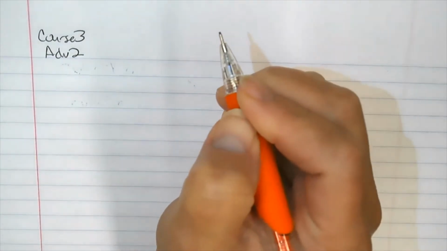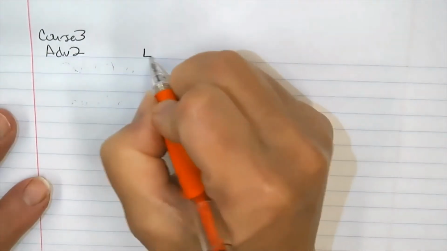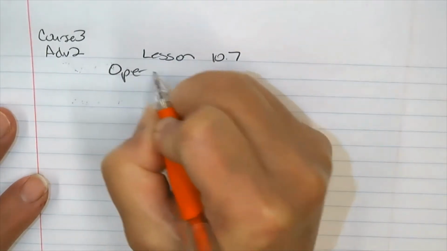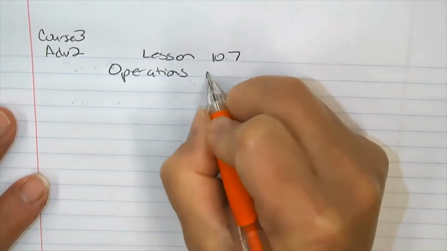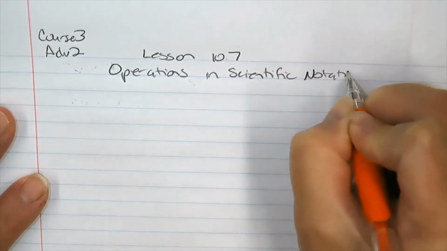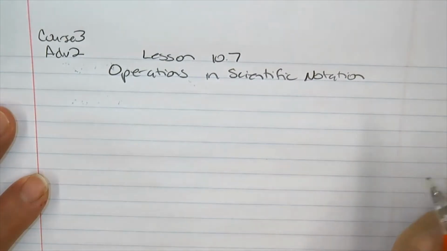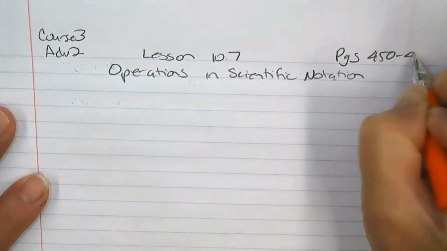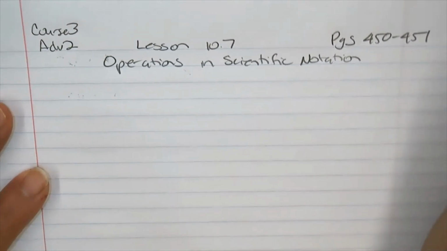Okay, if you're in 7 Excel, we are working from the Advanced 2 textbook. And if you are in Math 8, we are working from the Course 3 textbook. We are doing lesson 10.7, operations in scientific notation. Operations in scientific notation. And it can be found on pages 450 and 451.